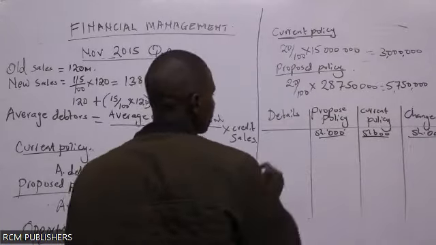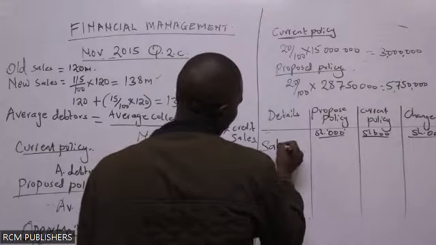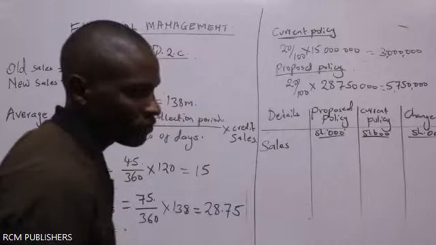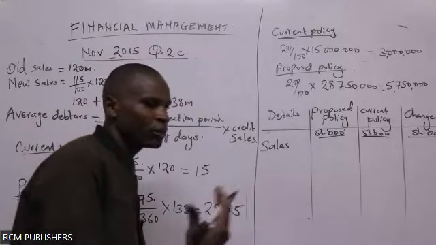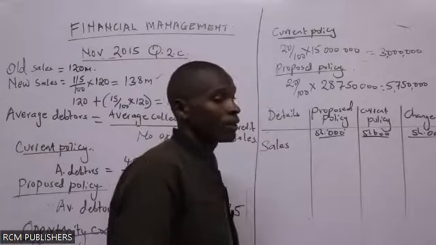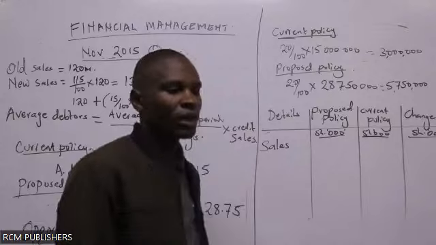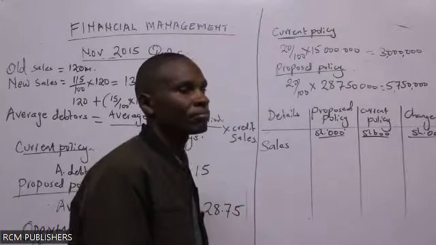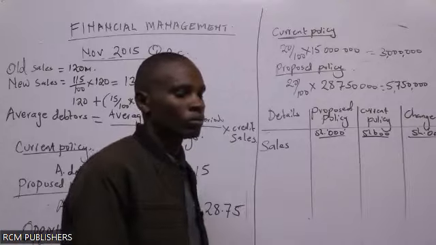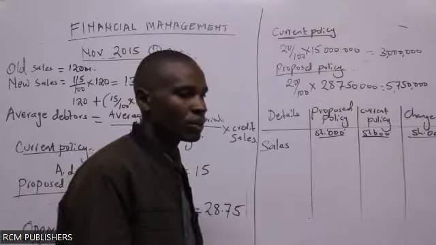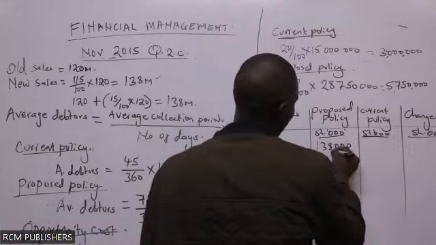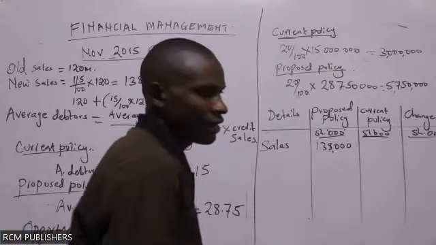Okay. Sales. Give me the sale for the proposed policy very fast. Acha tufanye haraka haraka. I need us to do more. Nataka tufanye mingi so that we get to understand, you know. 130,000. Thank you very much. What about the current policy?